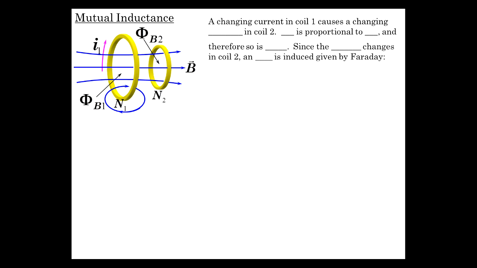So a changing current, if you change that current, you're obviously going to change the flux. Changing flux in coil 2. The magnetic field is proportional to the current. More current, more B field. So therefore, the flux is proportional to the current as well. So Φ_B2 is proportional to the current in number 1. Now the flux changes in coil 2, so therefore coil 2 says, I will produce an EMF. That is given by Faraday's law.